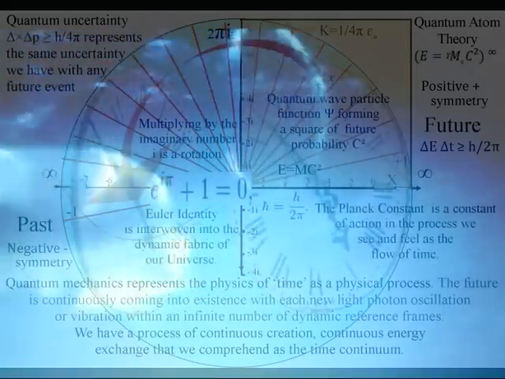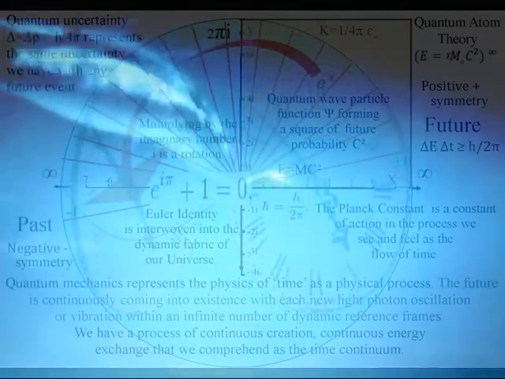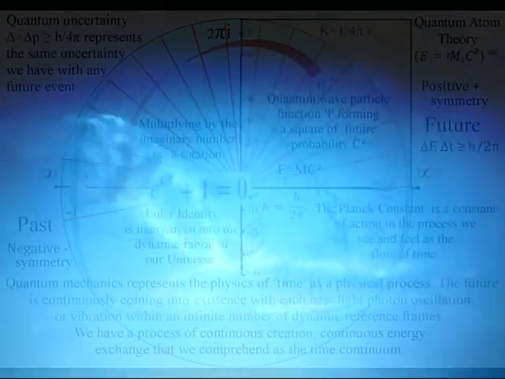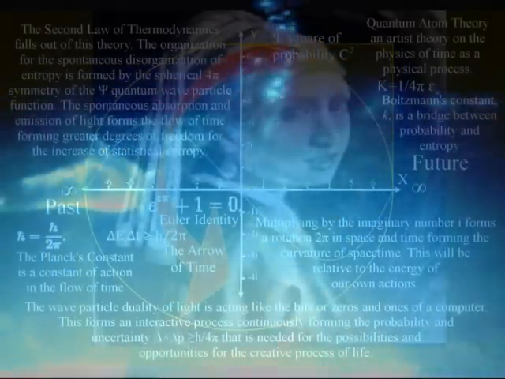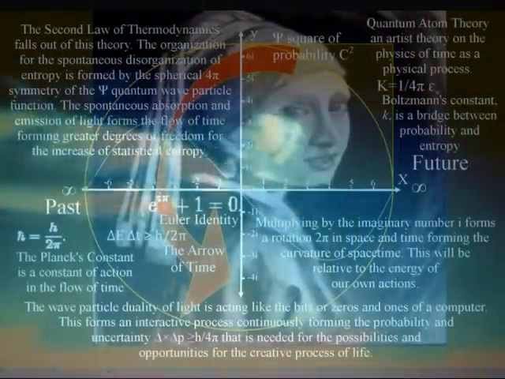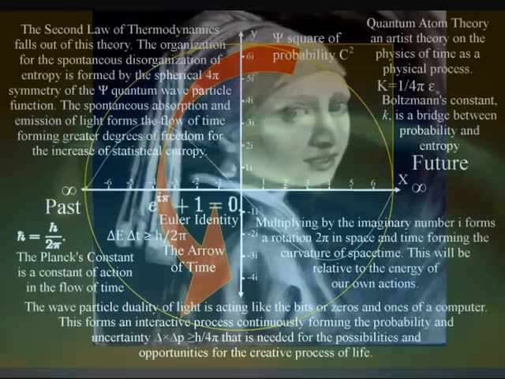In this theory, the physics and mathematics of quantum mechanics represents the physics of time as a physical process. The probability of quantum mechanics that is represented mathematically by Heisenberg's uncertainty principle is the same uncertainty we have with any future event within our own reference frame. We can only imagine what the future will be like, but in this theory it will be relative to our position and the energy and momentum of our own actions.